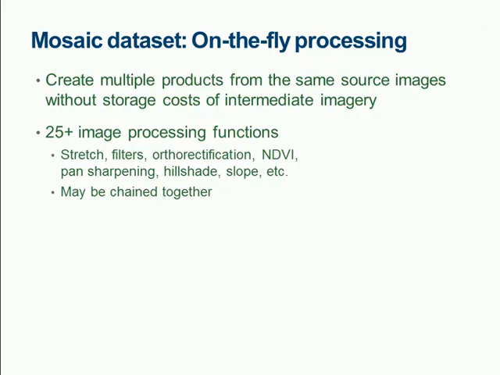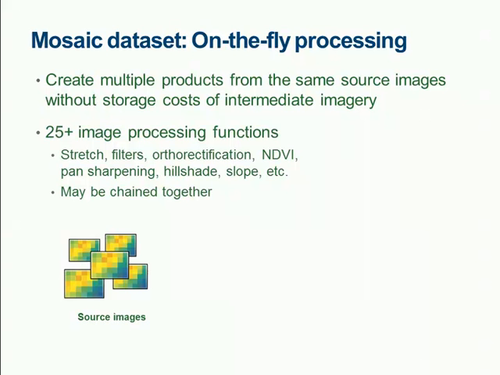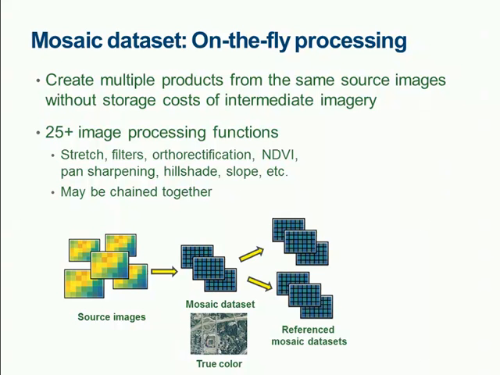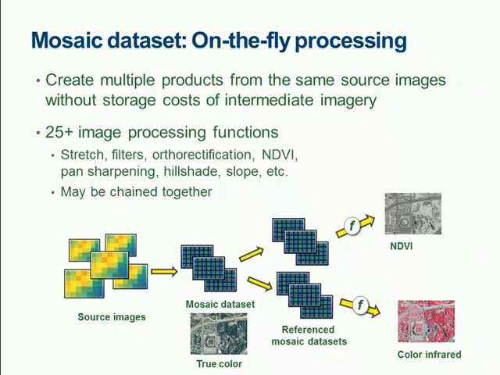ArcGIS has a long list of image processing functions that can be applied, including histogram stretches, spatial filtering, and many, many more. What I'm showing in this diagram is just a visual concept of combining multiple images into the mosaic data set. In this case, if we're looking at the NAIP imagery, the default view would be true color. But there's another function that is referred to as the referenced mosaic data set. This is where we can make a read-only copy of a mosaic data set, and then raster functions can be applied to those referenced mosaic data sets.